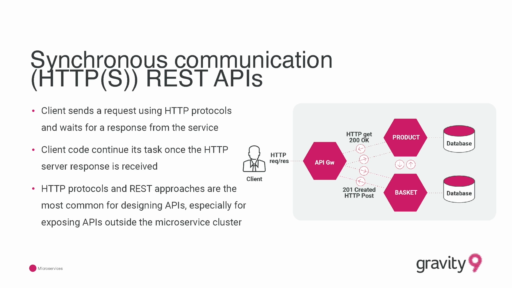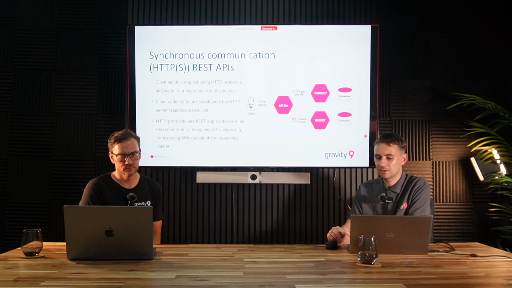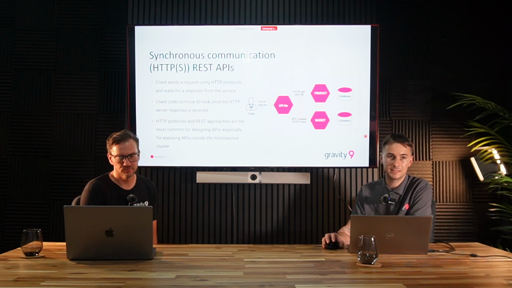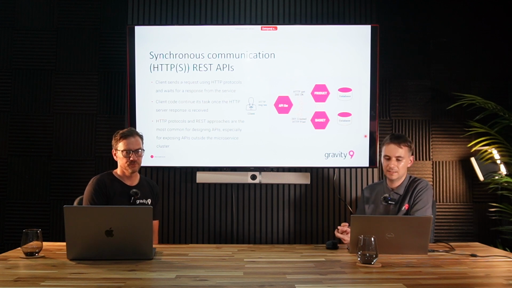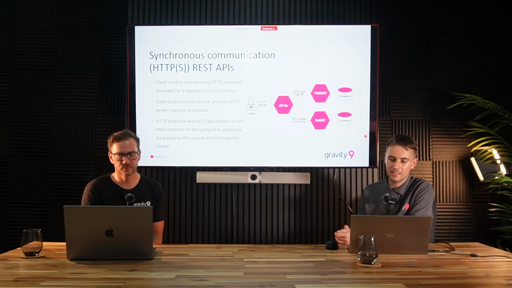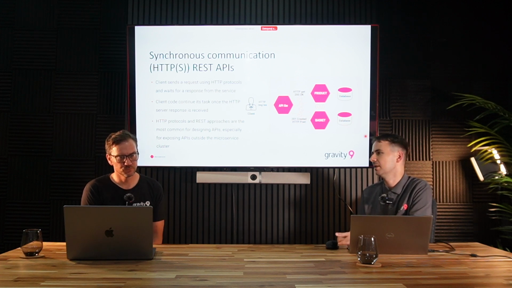And meanwhile, the client, like a web browser, right? It continues performing its tasks until it gets the server's response. So generally, HTTP protocols and REST are the go-to approaches for designing APIs, particularly when exposing an API interface outside of a microservice cluster. This ensures that different services can communicate effectively and reliably, hidden behind a dedicated service, like in this architecture, an API gateway, right? And they are hidden behind the gateway.